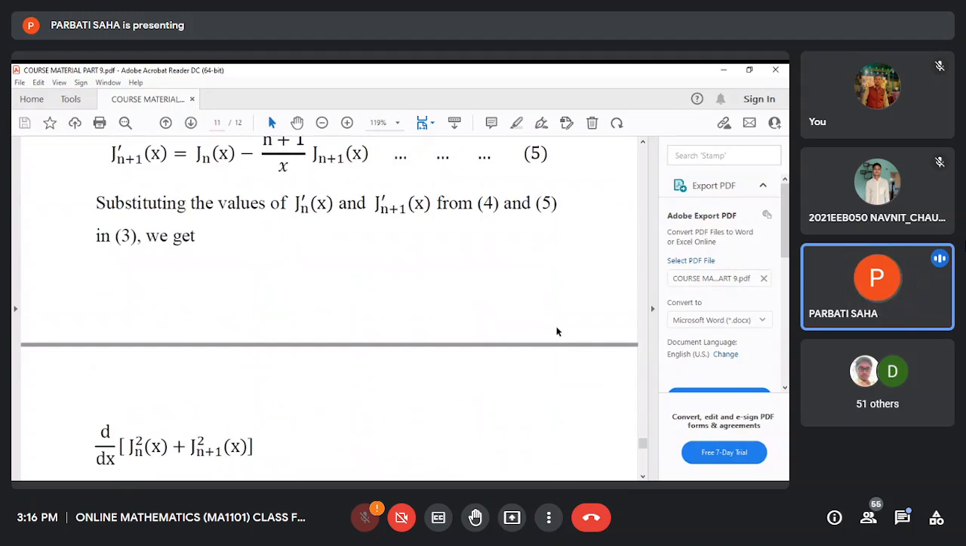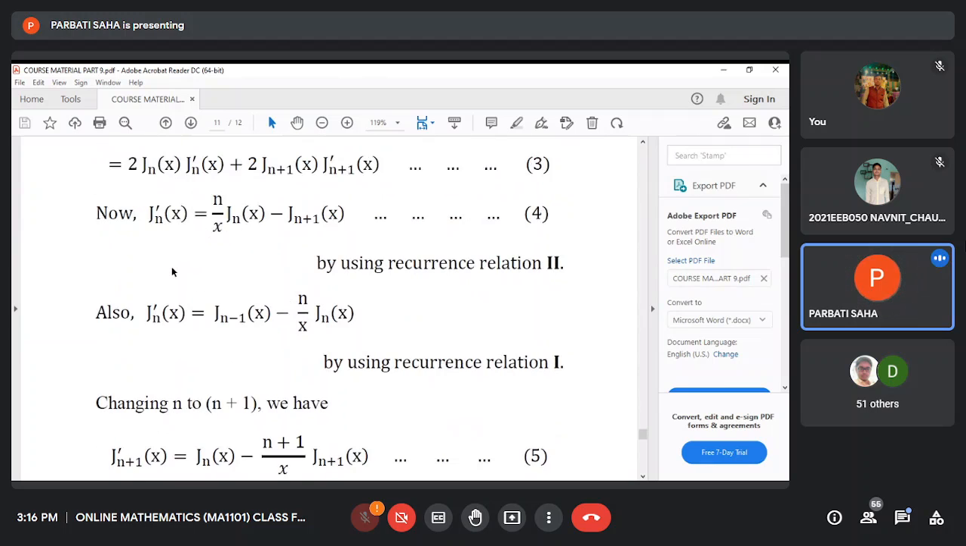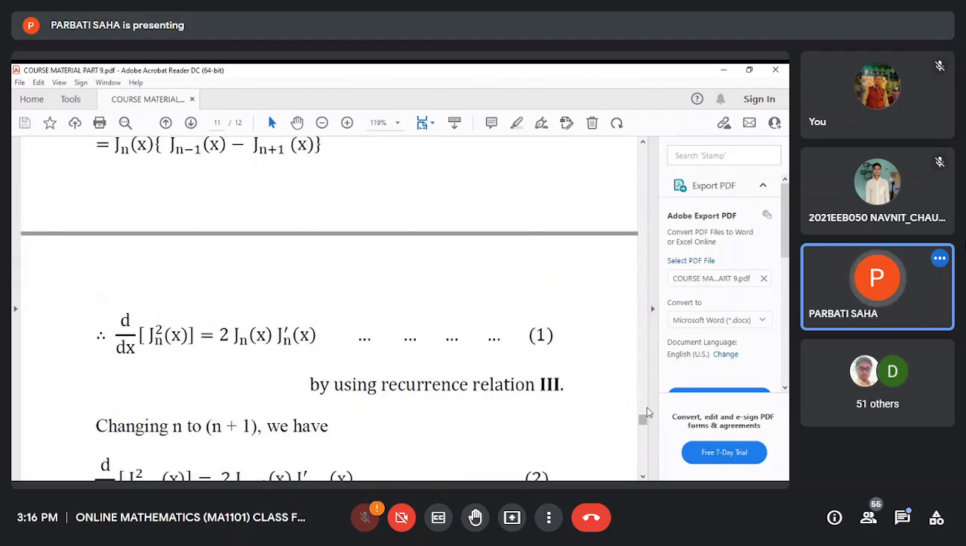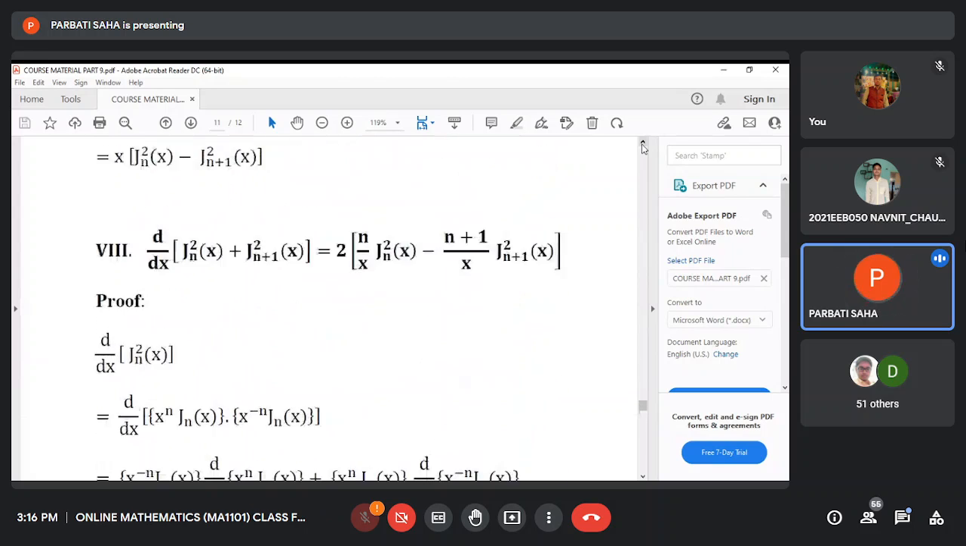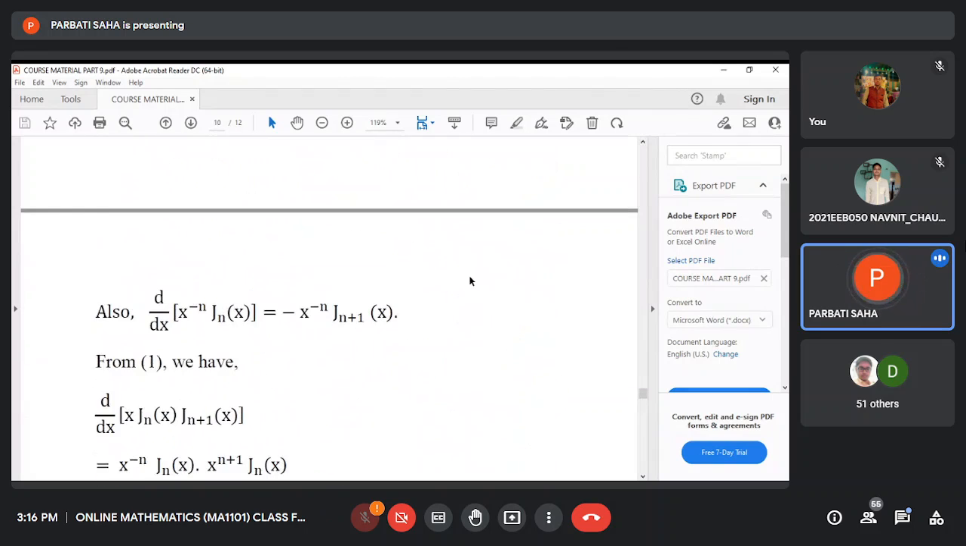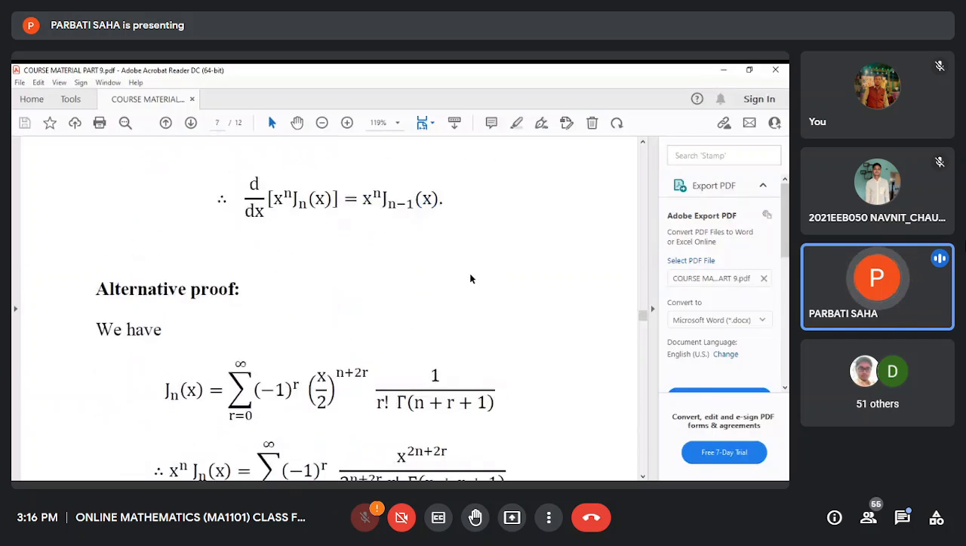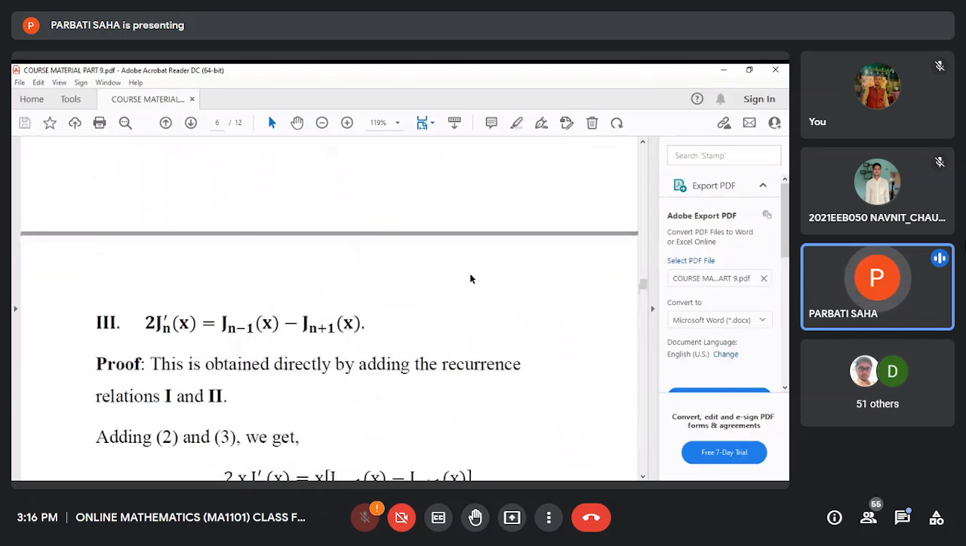So depending on the relations you have to prove, you have to change the notations, like n may be replaced by n plus 1, n may be replaced by n minus 1. Sometimes it is required to differentiate. In the first few cases you have observed that you are to compute the derivative of Jn x. In order to prove this, the most important thing is Jn dash x. You have to differentiate Jn x with respect to x.